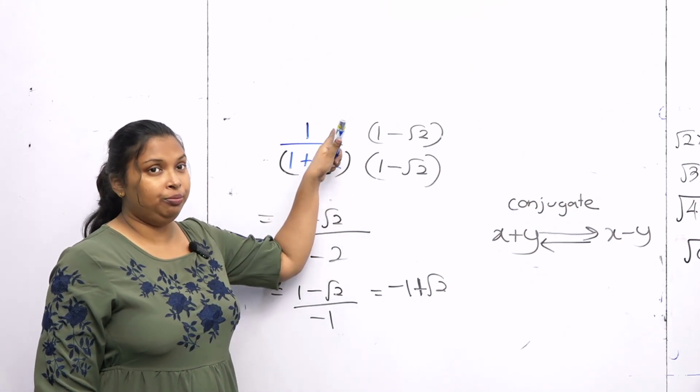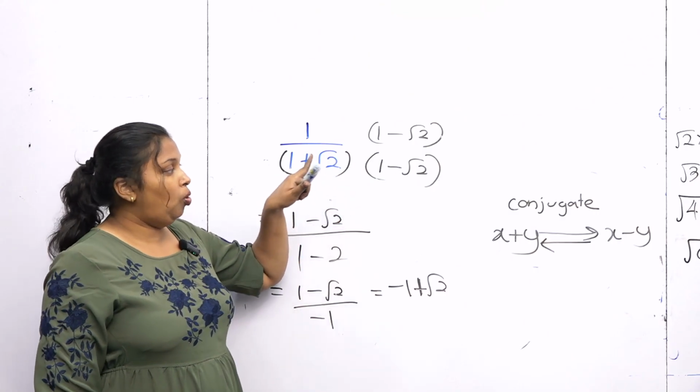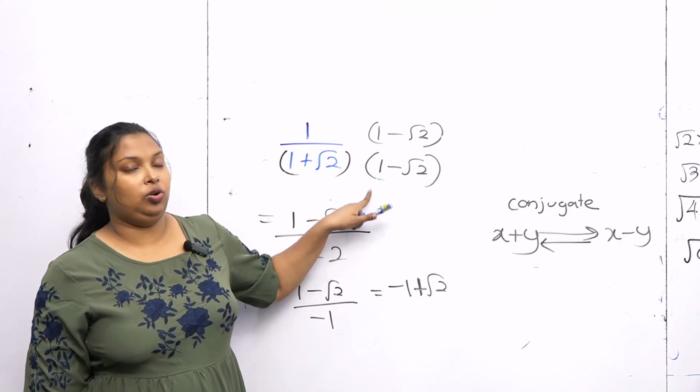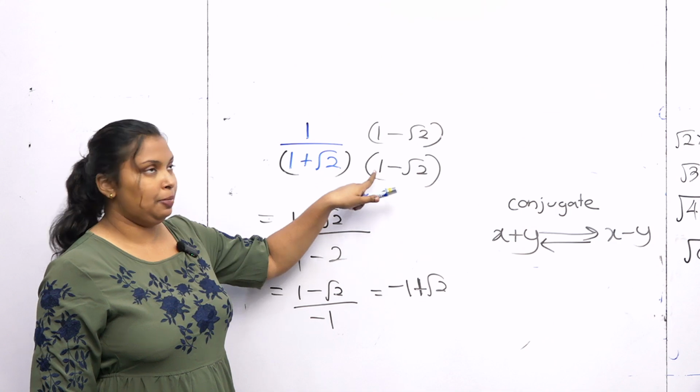I multiplied both denominator and numerator by the conjugate of the denominator. Conjugate of the denominator, we say this.